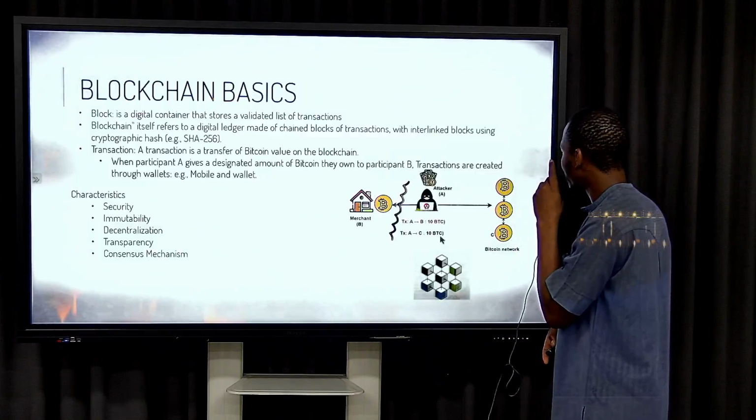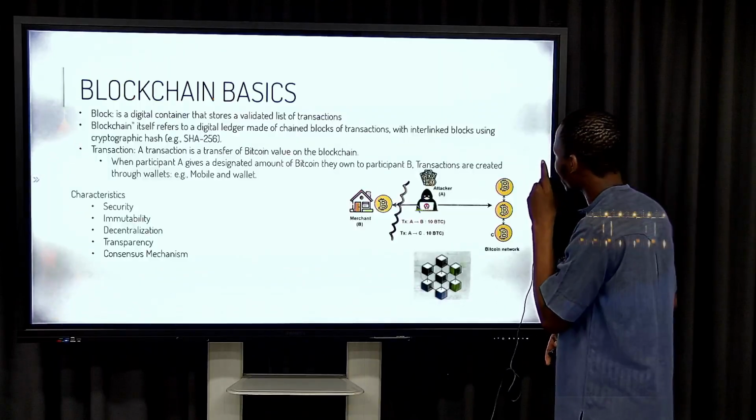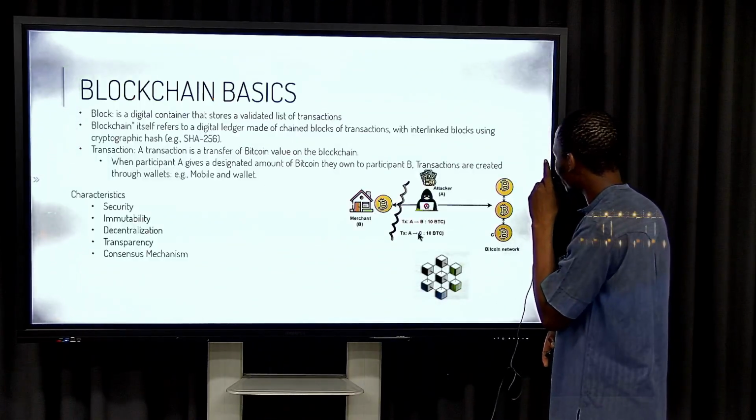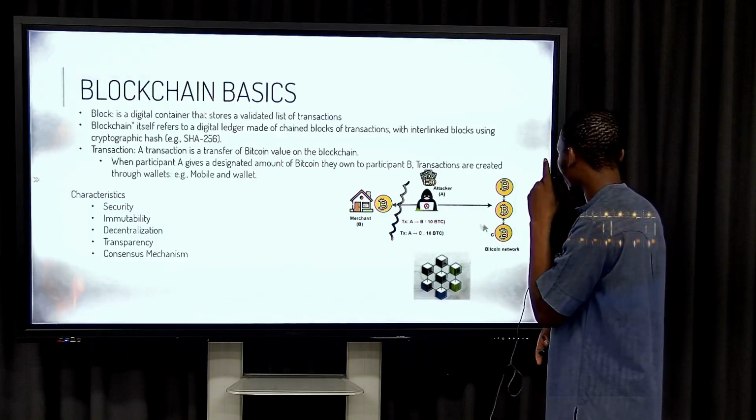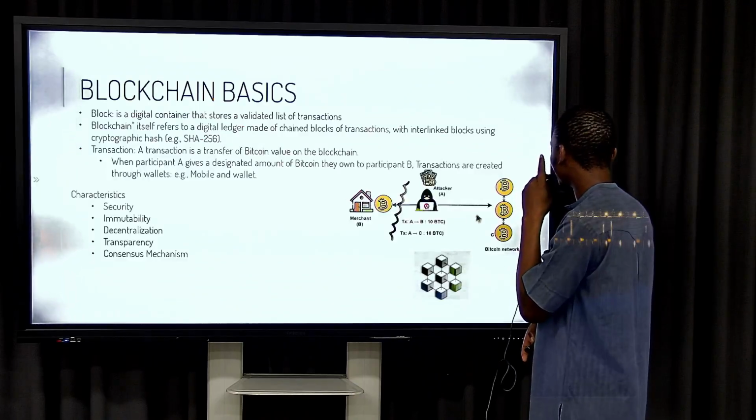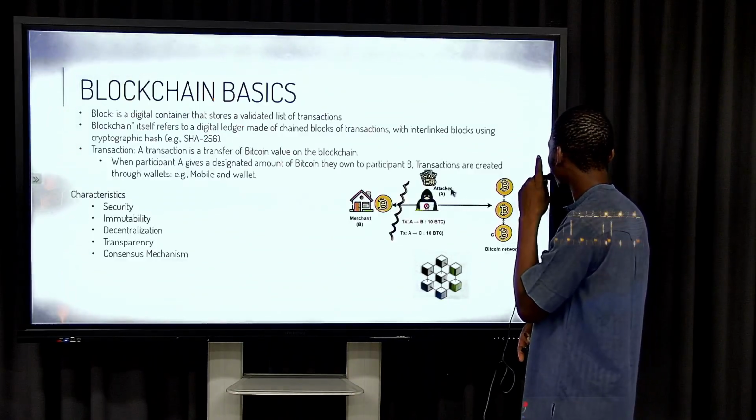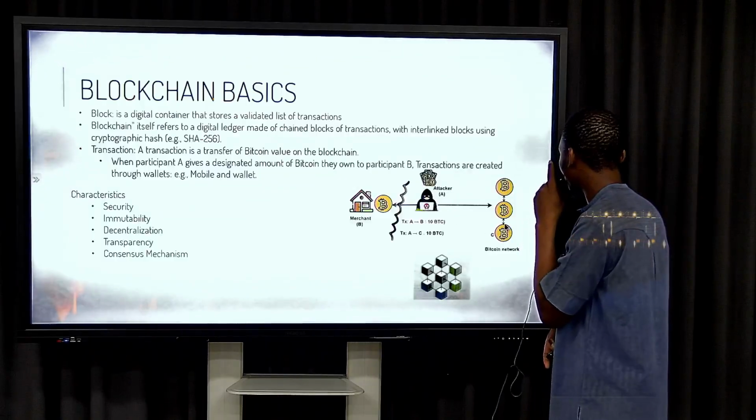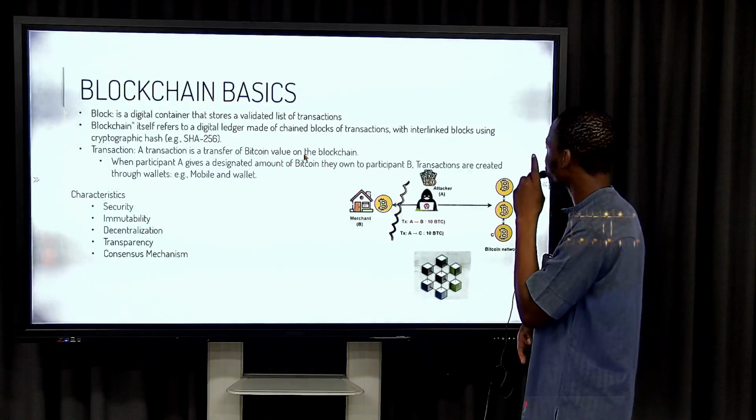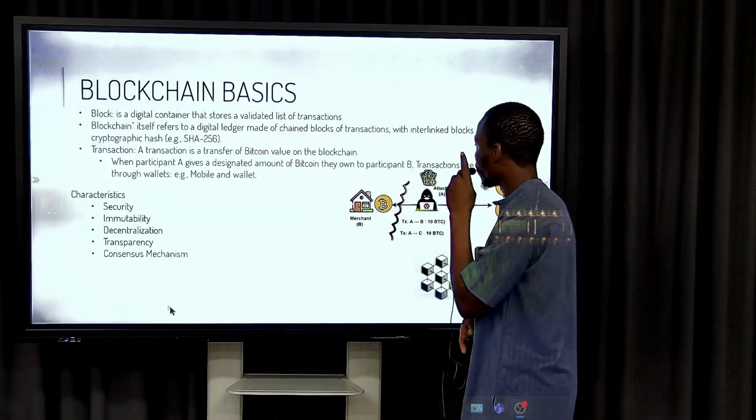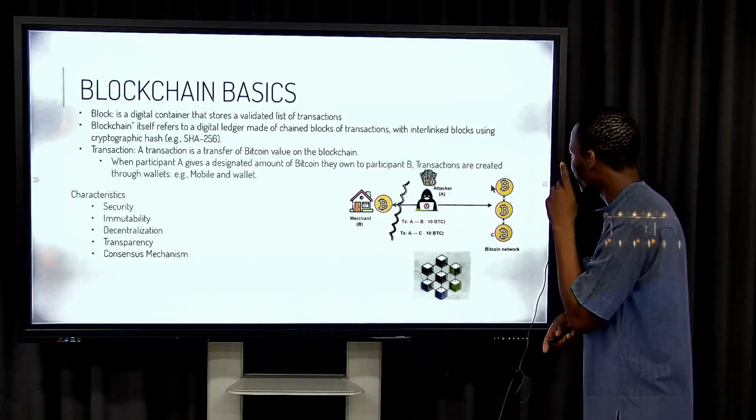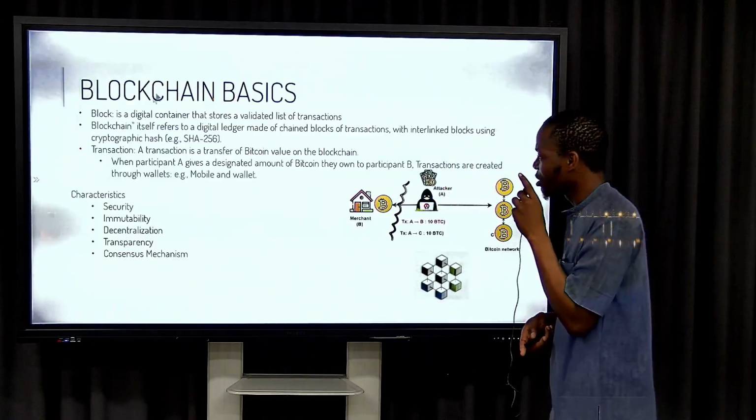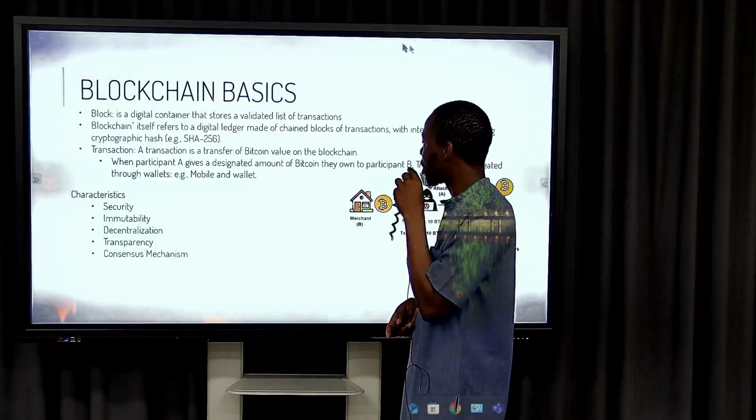So if you look at this now, these are transactions. A transaction is a transfer of Bitcoin. It's trying to transfer 10 BTC from A to what? To B. You can see this is the merchant transferring coin from this attacker to the Bitcoin network. So this is a transaction, trying to share Bitcoin value, when the participant gives the designated amount of Bitcoin they own to participant B. Transactions are created through wallets, e.g. mobile wallets and digital wallets.